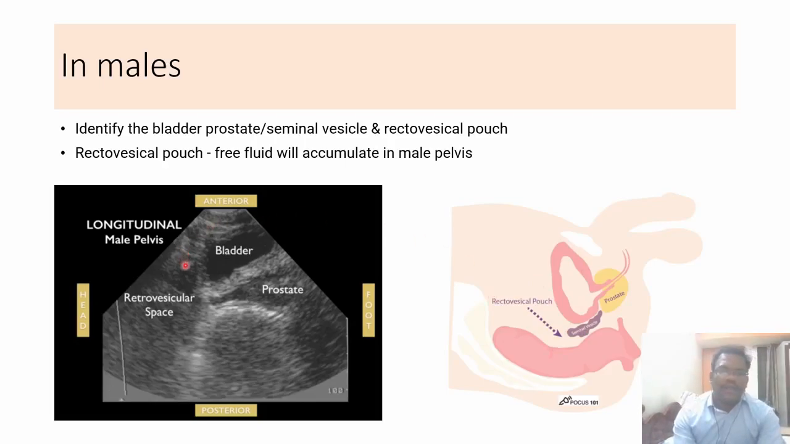In the ultrasound image also we can see the same structure. This is a completely anechoic structure. This is urinary bladder, and posterior to the urinary bladder you can see the hypoechoic structure, that is prostate, and posterior to the prostate this is the rectum. So the space that is between the bladder and the rectum is called rectovesicular space. So in males, the free fluid usually accumulates in the rectovesicular space.